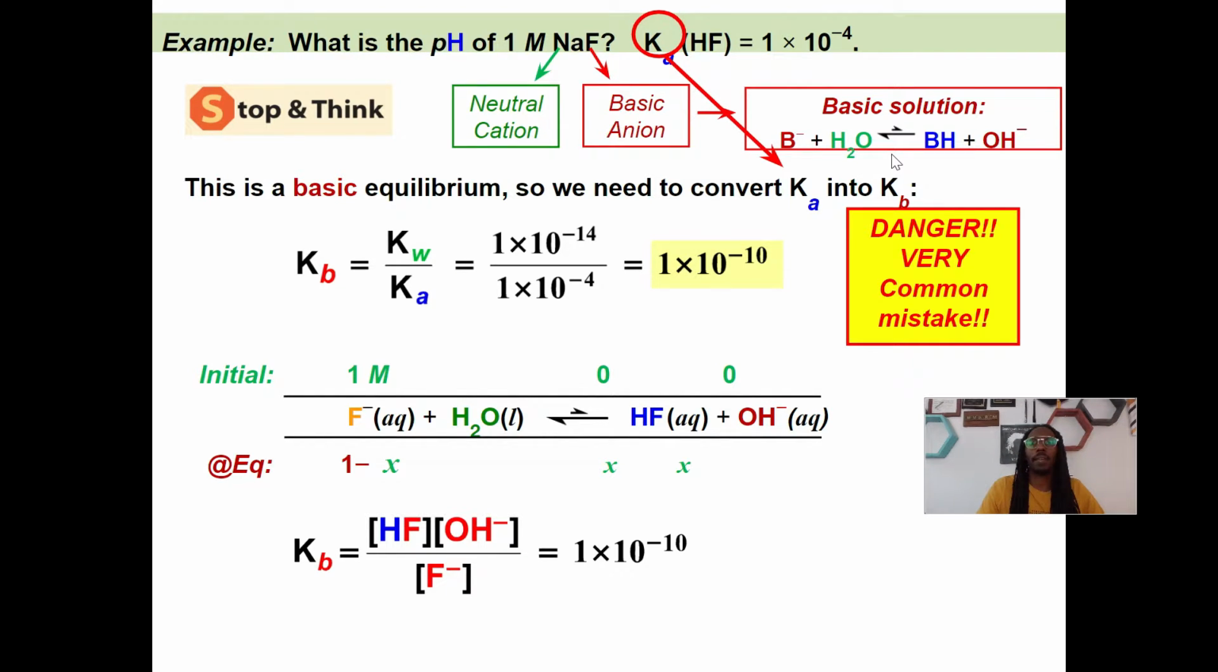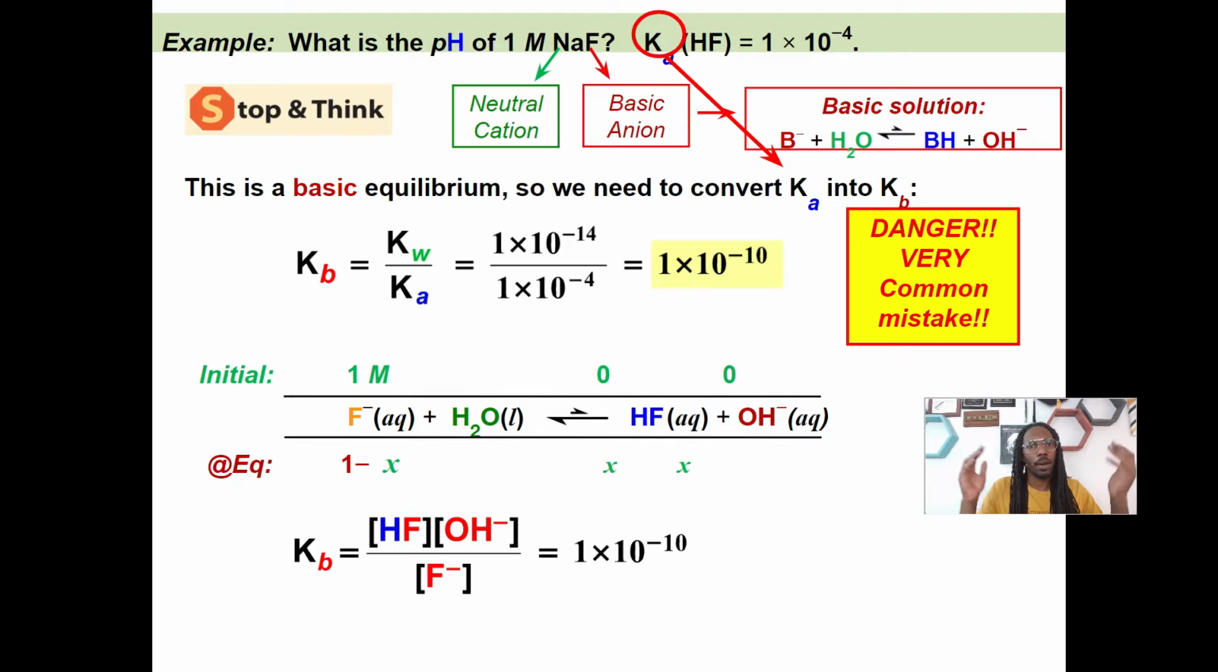Once we determine that it's a basic solution, we then need to use our basic equilibrium, so Kb. They give us Ka, so we need to convert our Ka to Kb. How are we going to do this? Well, it goes back to those equations: Kb equals Kw over Ka. Our Kw is always going to be 1 times 10 to the negative 14, over our 1 times 10 to the negative 4 from our Ka value. Once we divide, we find our Kb value is actually 1 times 10 to the negative 10. If you forgot about this, just check out the previous video.